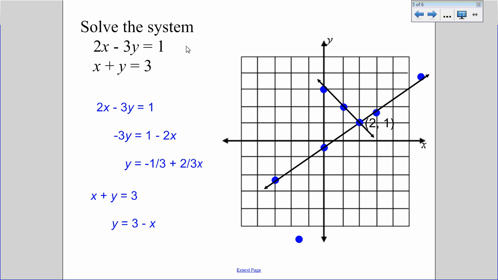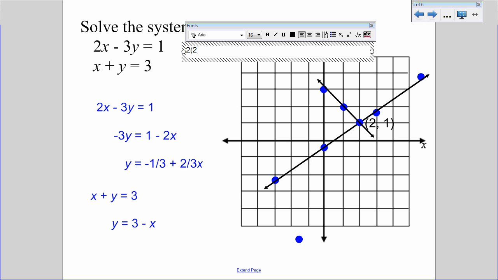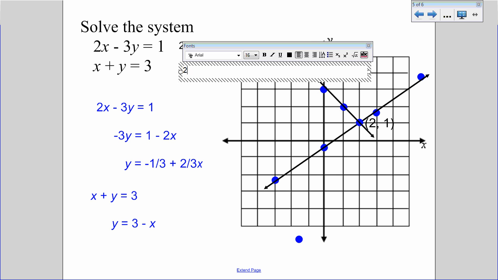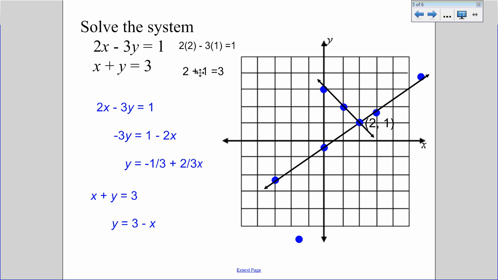Now we can check that solution. So we would have 2 times 2 minus 3 times 1. And we're going to see if that equals 1. So if I look at this, I have 4 minus 3 does equal 1. If I check it in the second equation, I have 2 being substituted for x, 1 being substituted for y. And so when I look at that, 2 plus 1 is equal to 3.